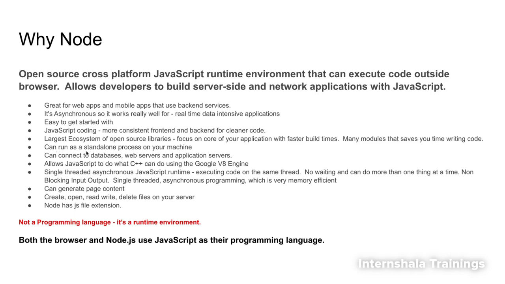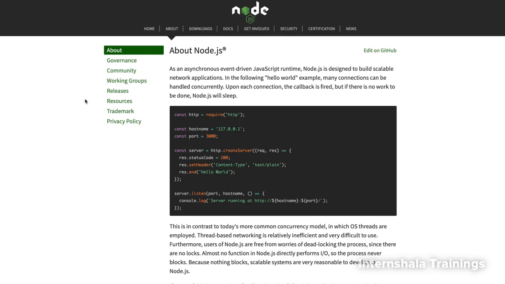You can run as a standalone process on your machine. You can even connect to databases, web servers, application servers. It also allows JavaScript to do what C++ can do on your machine, and this is all done again through the Google V8 engine. It's a single-threaded asynchronous JavaScript runtime, so it executes code at the same time. There's no waiting, and you can do more than one thing at a time. And I'm going to be explaining this in more detail.